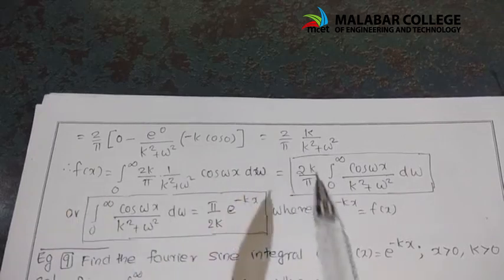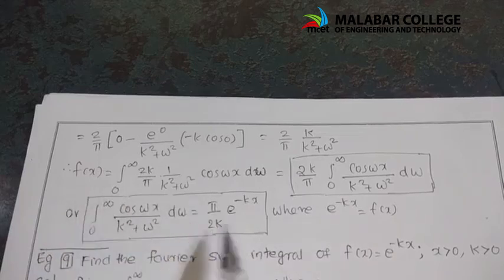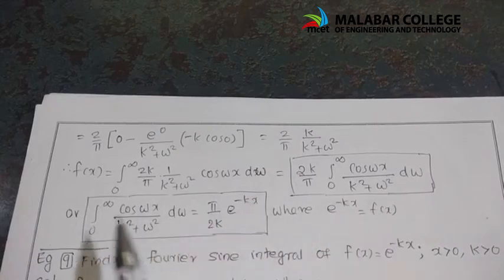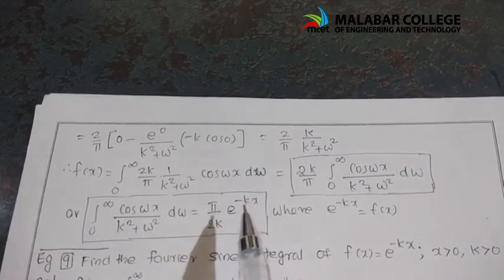So I am moving this 2k by pi to the left side, which gives pi by 2k into f of x, with f of x equal to e raised to minus kx. So we get the integral from 0 to infinity of cos omega x by k square plus omega square d omega equal to pi by 2k e raised to minus kx.